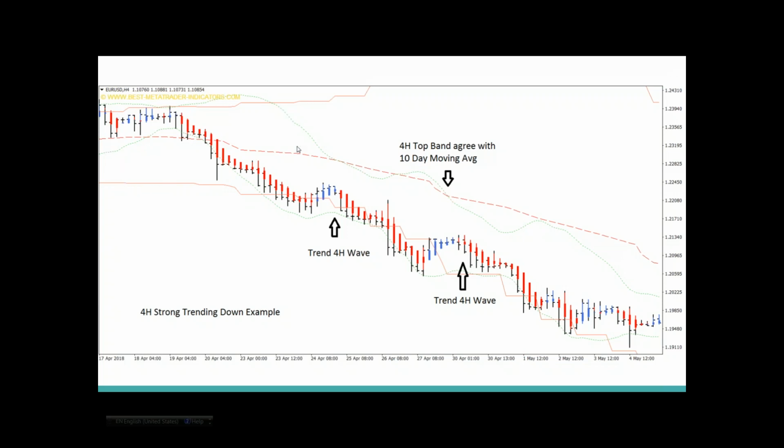The green dotted line is actually the 4-hour Bollinger Band. And in the 4-hour Bollinger Band, you'll see in a trending situation, the 4-hour bottom band and the daily bottom band actually agree with each other moving down. In the meantime, the 4-hour top band and the 10-day moving average kind of agree to move down. And we look at the waves, we call it a wave every time the color changes. And look at those waves. Every time the wave changes, it creates a new low. So this is the perfect trending down example we're seeing here.